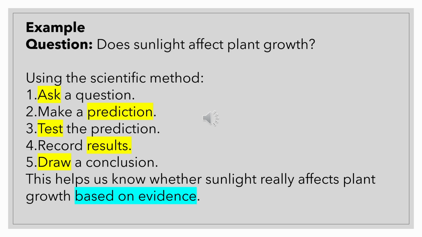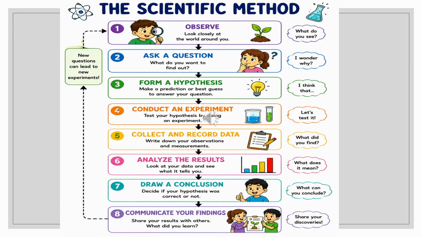So for example, does sunlight affect plant growth? How do we know this? We need evidence. To get evidence, to get our answer, we need scientific method. This slide shows you the process of scientific method.